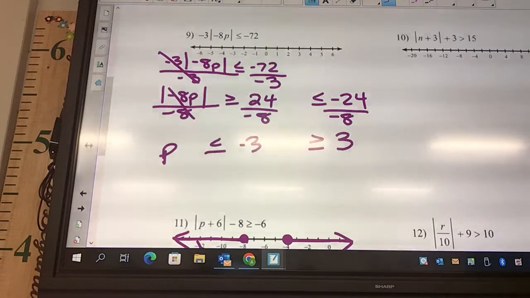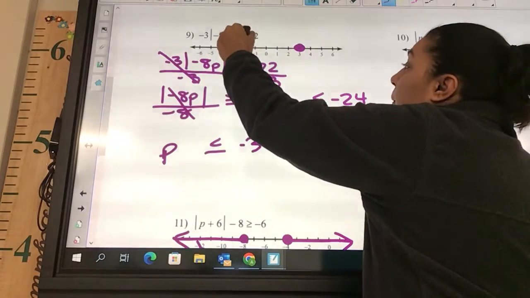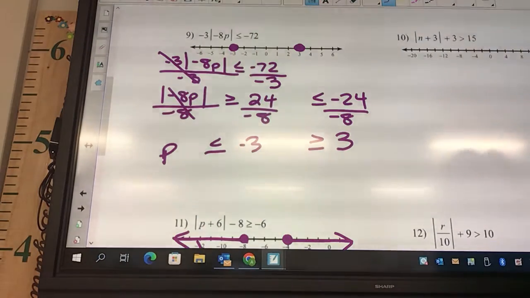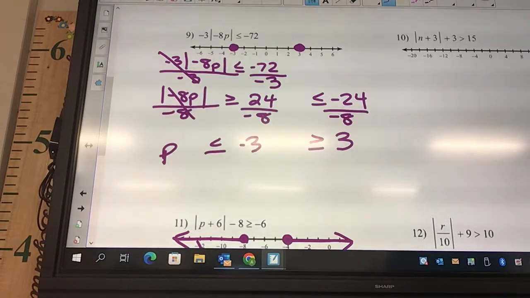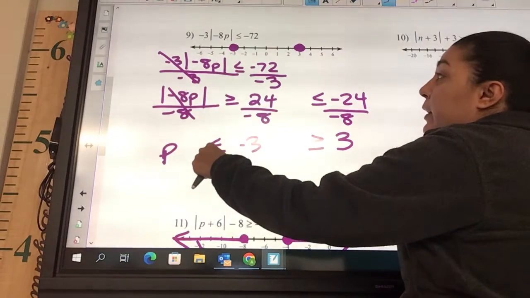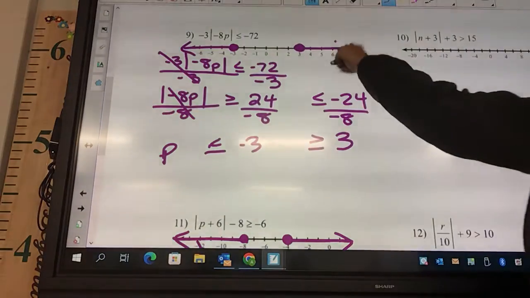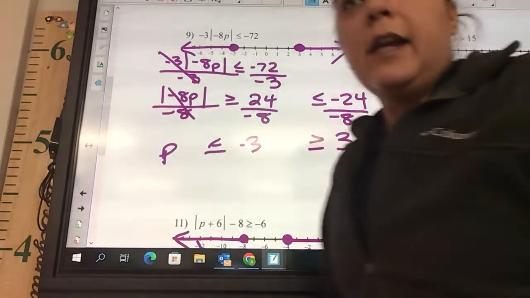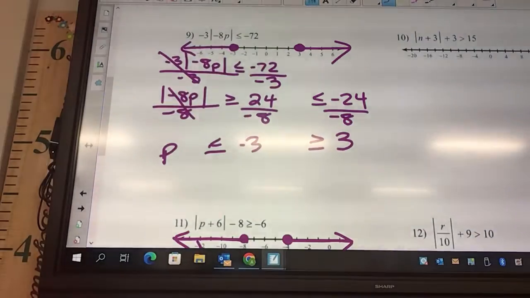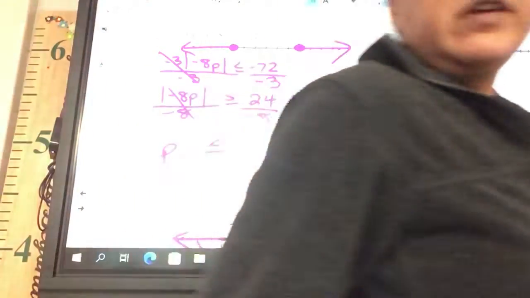Okay, are those going to be open or closed? Closed. Closed, for sure. Okay, pointed in or out? Okay, I got P is less than negative 3. Left. Okay, so those are going to be out. Does that look like an and or an or? Yeah, that's definitely an or, okay? Ors go out, ands go in.